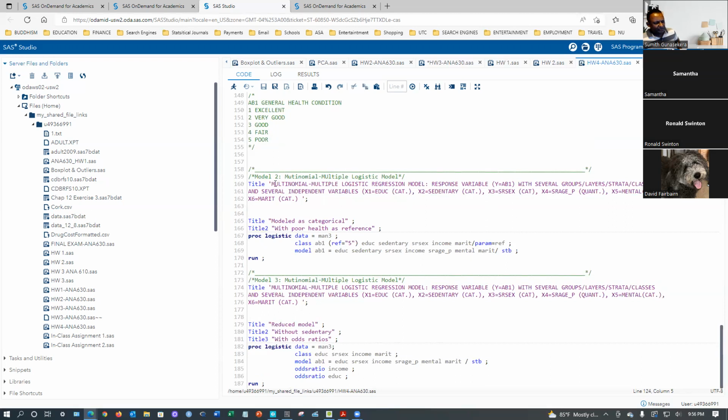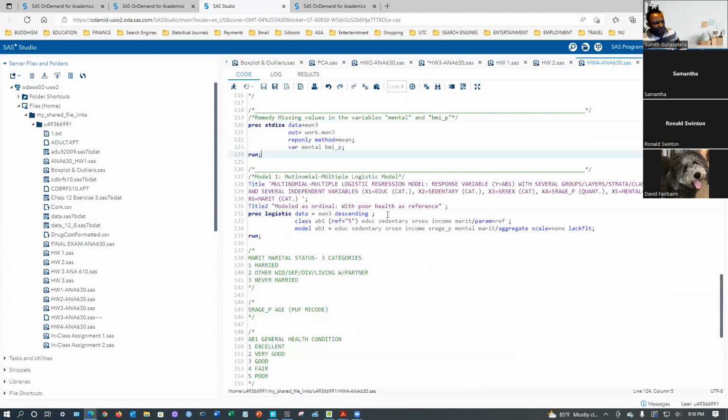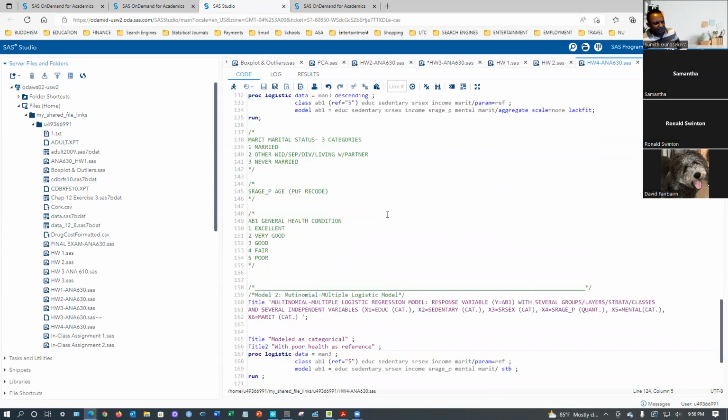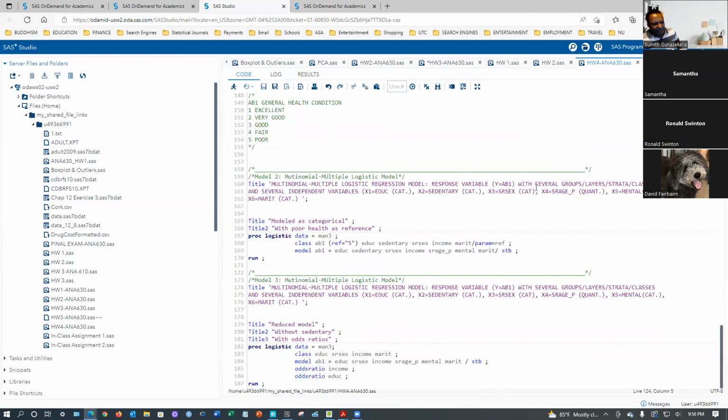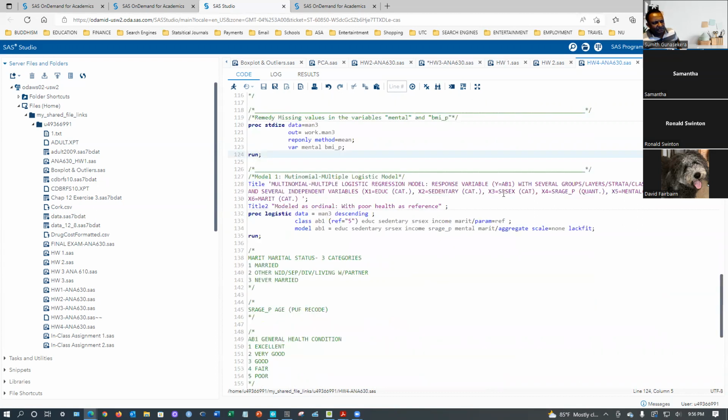Multinomial, multiple logistic regression. Regression where the response variable is several groups or classes, with several independent variables. But the same thing.